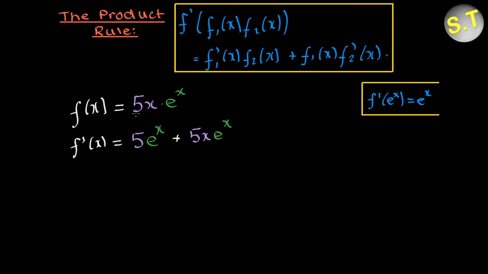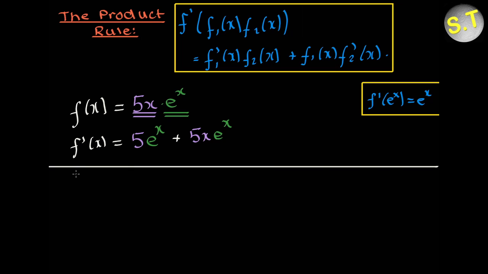So what we did was we took the derivative of the first part, left the second part alone, and then added it to the first part left alone times the derivative of the second part. So let's take a look at another example.